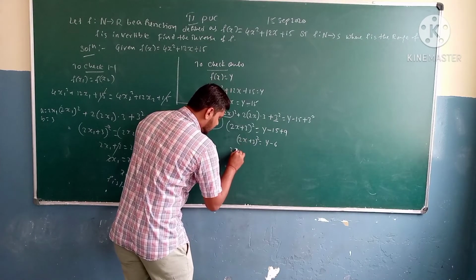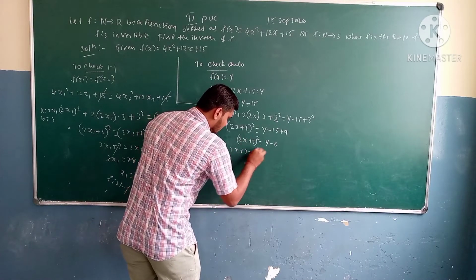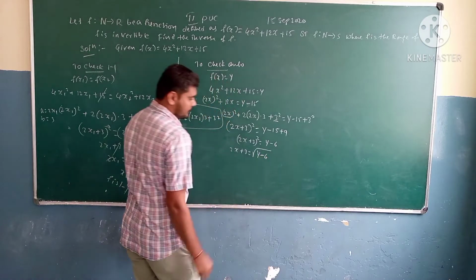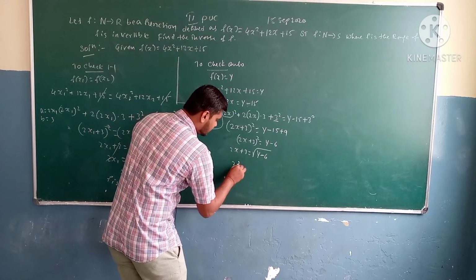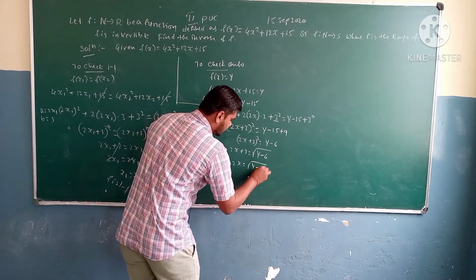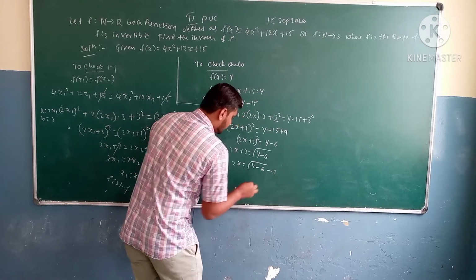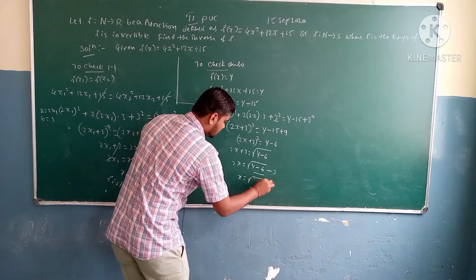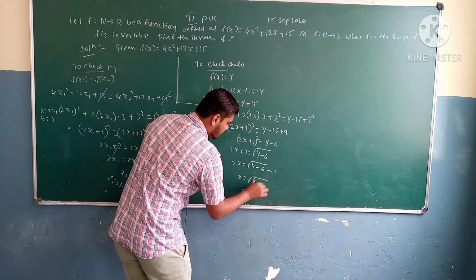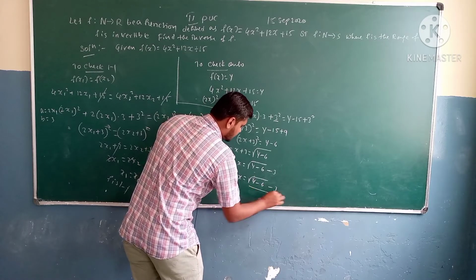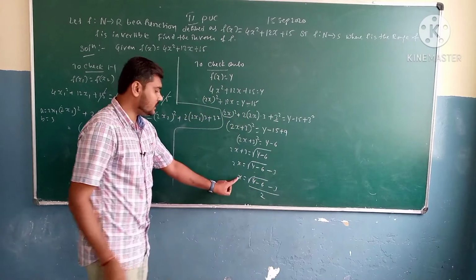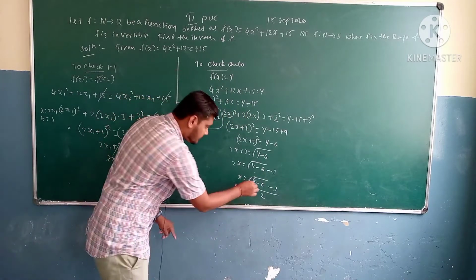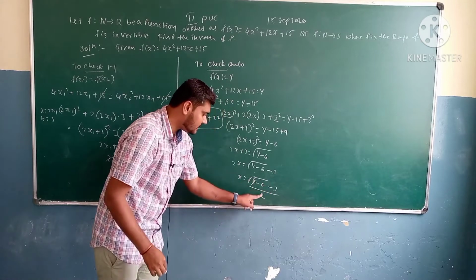So it can be written as 2x plus 3 is equal to root of y minus 6. So that's going to be 2x is equal to root of y minus 6 minus 3, divided by 2. So x is equal to root of y minus 6 minus 3, divided by 2. So this x is equal to root of y minus 6 minus 3 divided by 2.